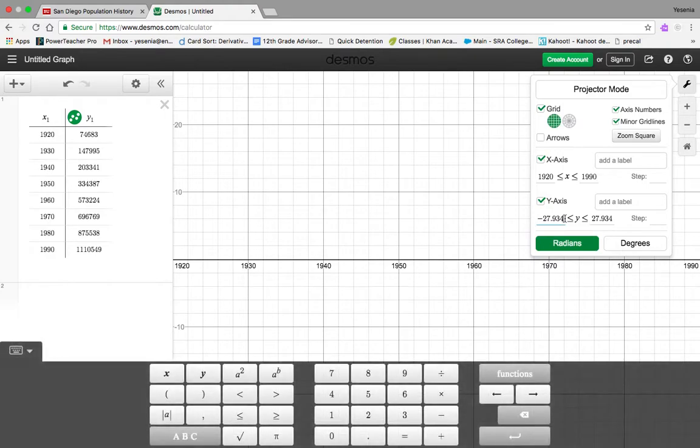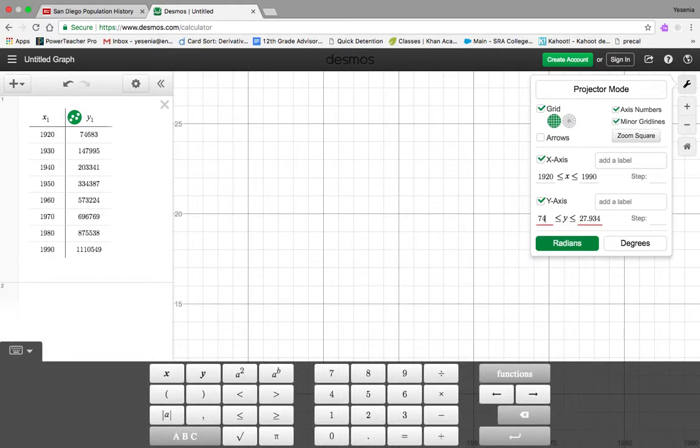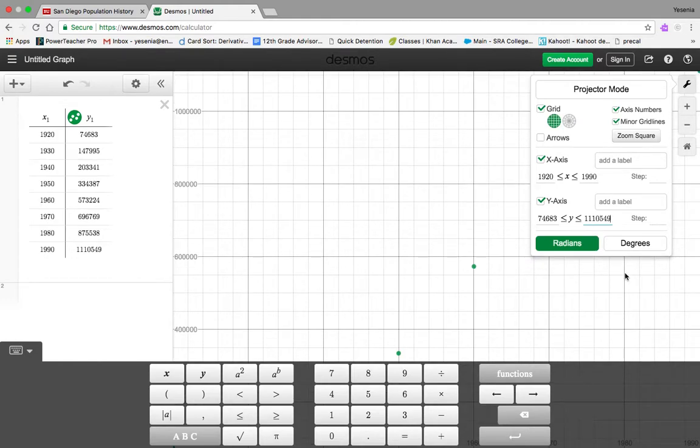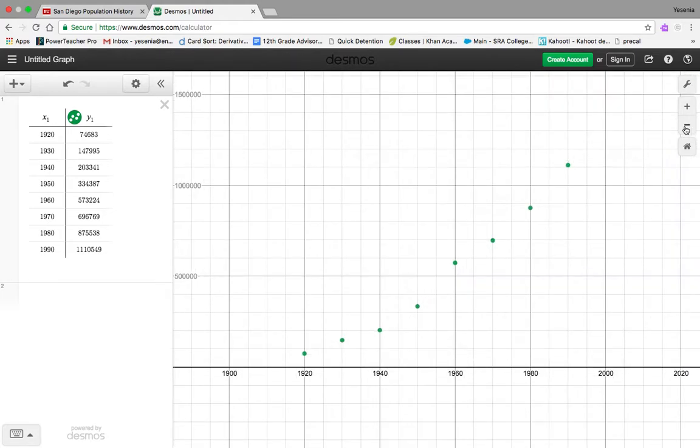The range will probably be large for all of you because the range is giving us the population. Make sure you know what x and y are because you got to interpret these. See, now we see the data points start to come out. I'm going to zoom out a little bit just so I can see them.